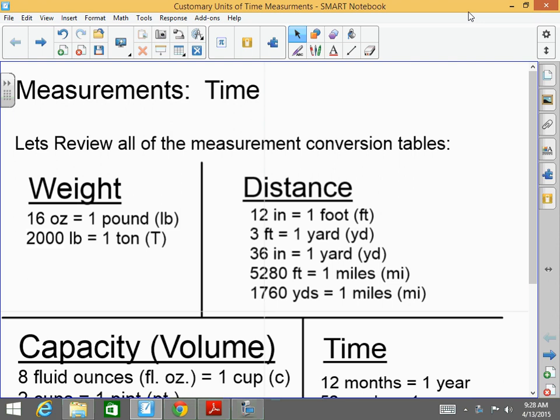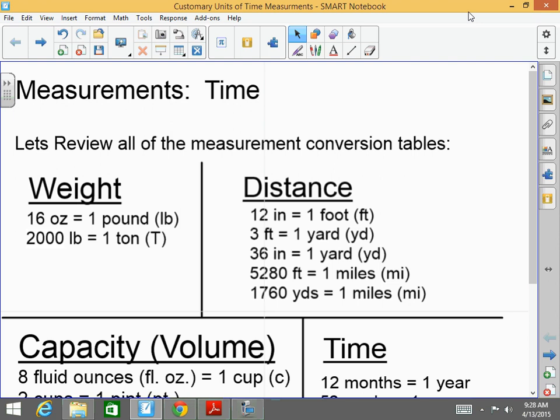Today we're going to talk about the last type of standard measurement that we follow here, standard being the English system, and that's time. Before we learn about time, we're going to go ahead and review all of the other standard or English system measurements that we have learned.